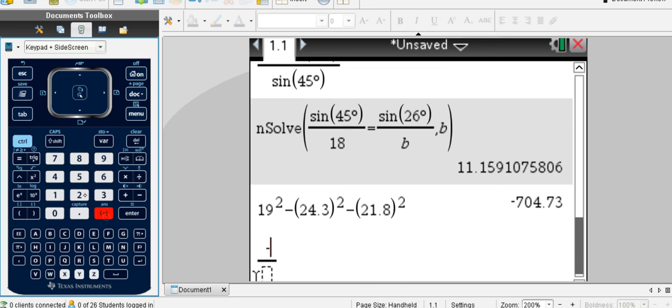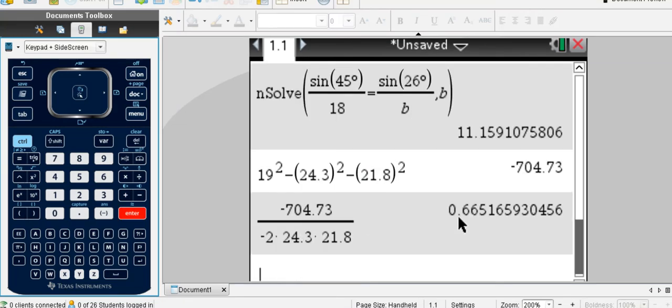Negative 704.73 divided by negative 2 times 24.3 times 21.8. Before I press enter, I'm going to make sure those numbers are right. Yep, looks like they are. I hit enter, and now I get this value. So that's what I know is going to equal the cosine.